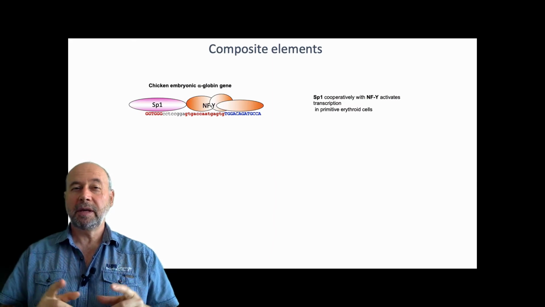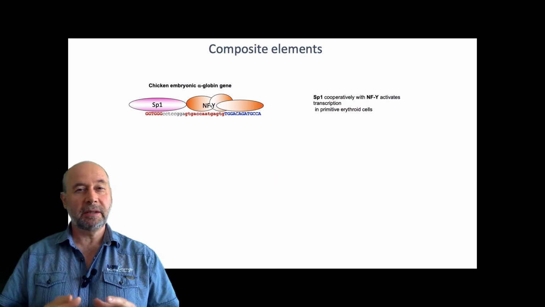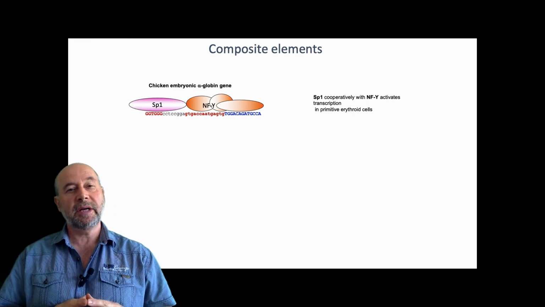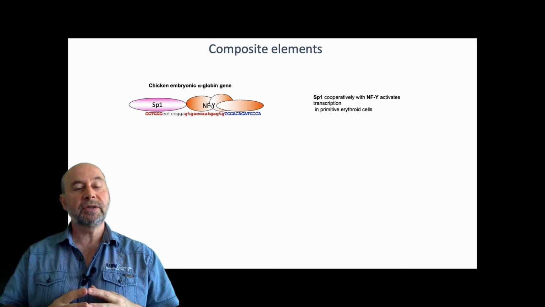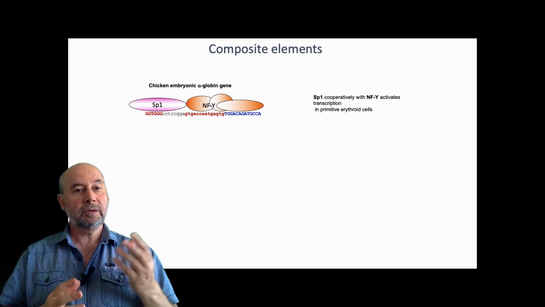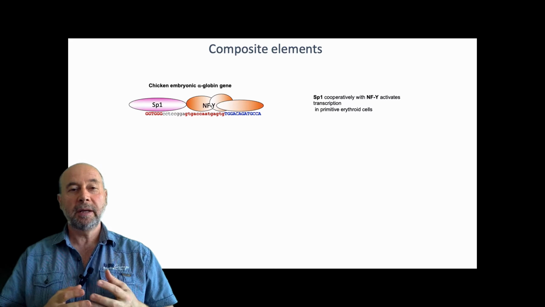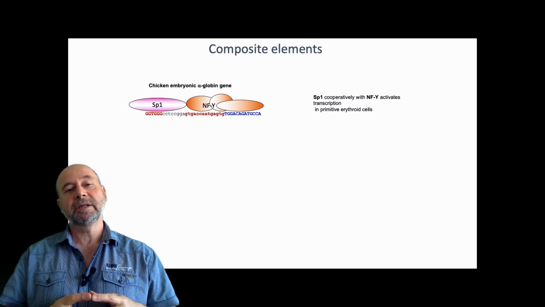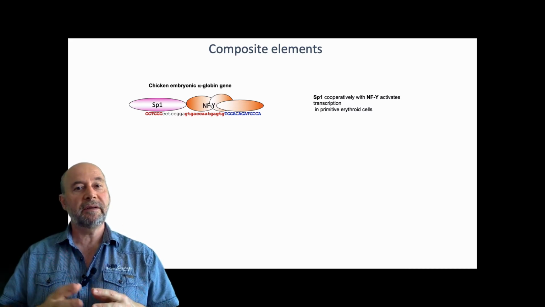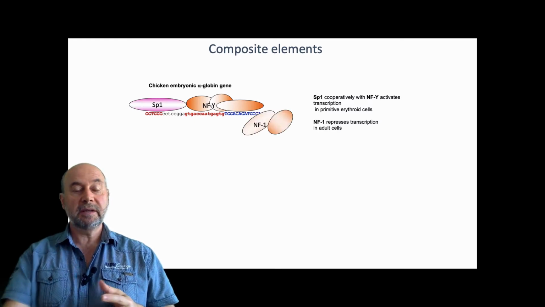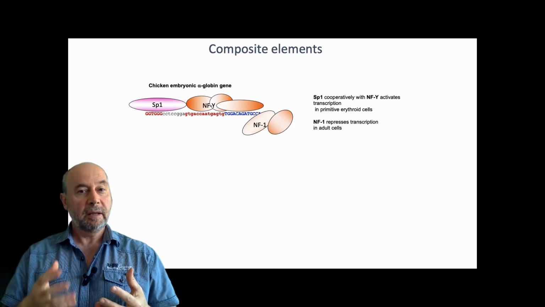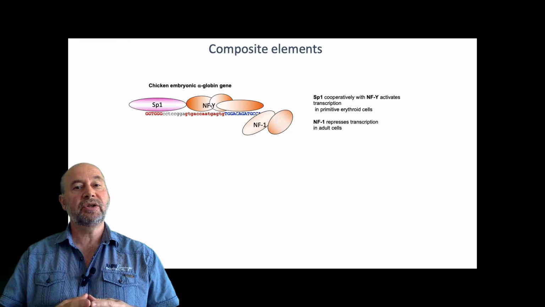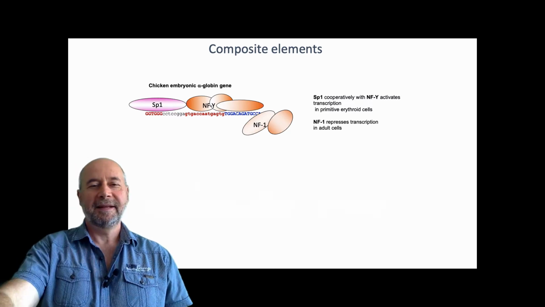There are a number of good examples of composite elements documented in the TRANSCOMPEL section of the TRANSFAC database. For instance, this example shows the promoter of the chicken embryonic alpha-globin gene, where there are two sites for SP1 and NFY, which bind to neighboring sites, interact with each other, and activate the gene in primitive erythroid cells. In another type of cells, in a nearby site, another factor binds there and represses the gene in all other adult cells.